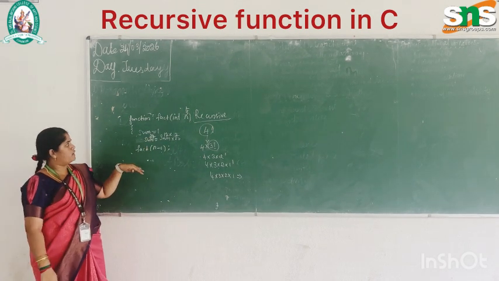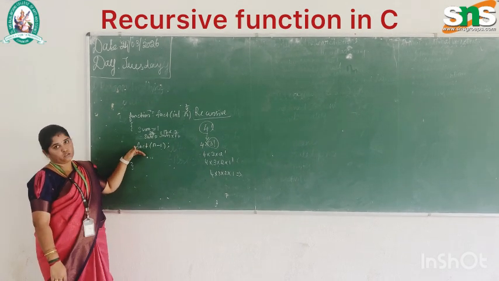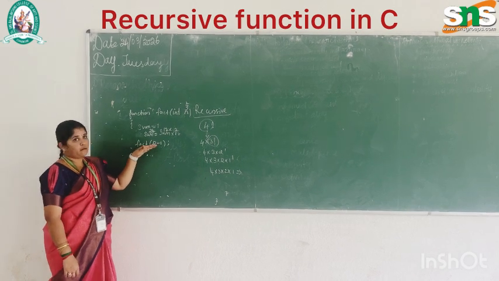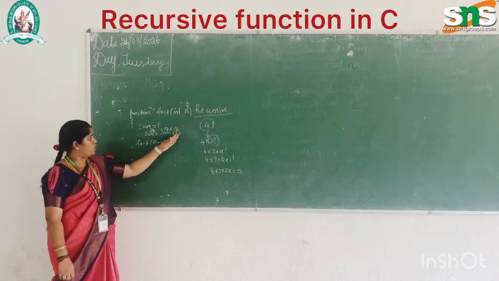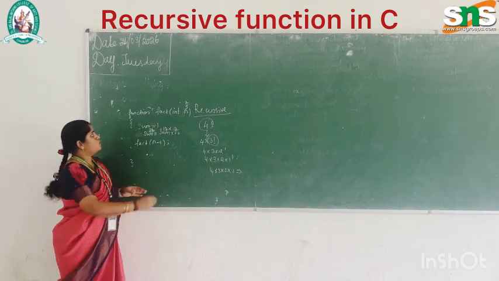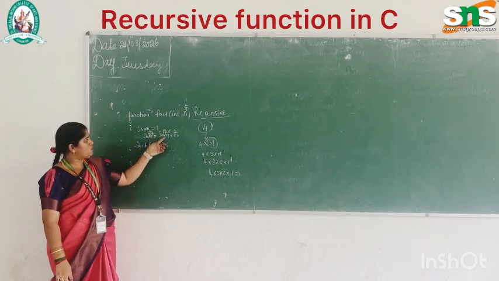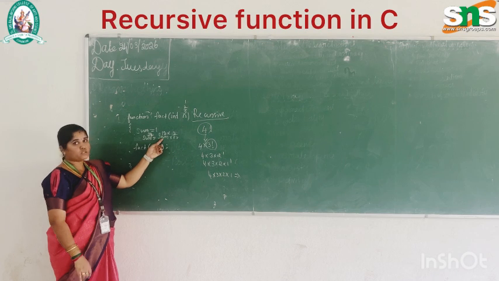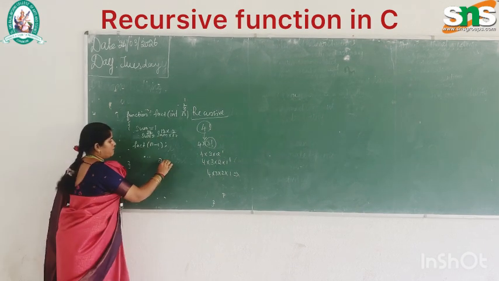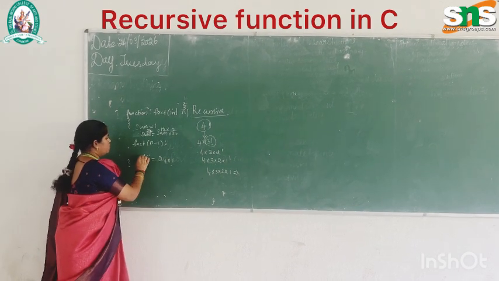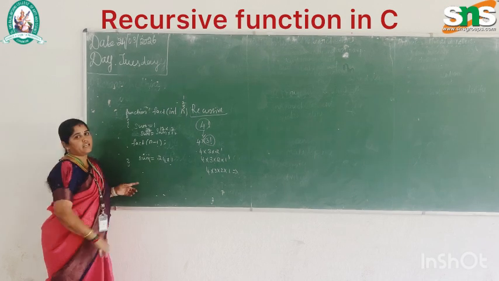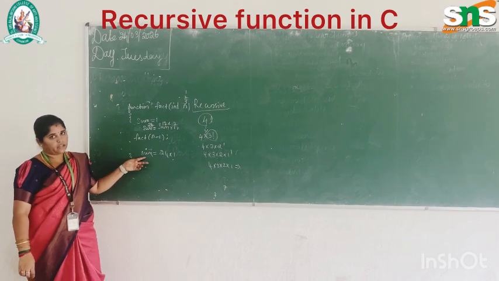Again I am calling the function fact of n minus 1. Here the n value is 2 minus 1, so n is replaced by 1. Sum is equal to sum into n, so the sum value is 24 into 1. Now the variable called sum contains 24.